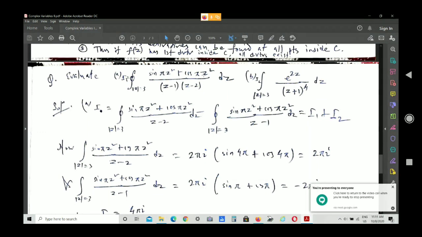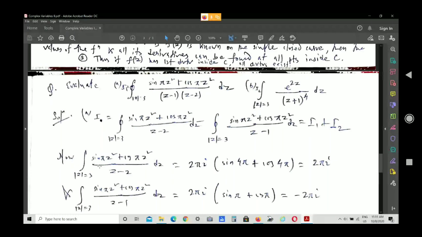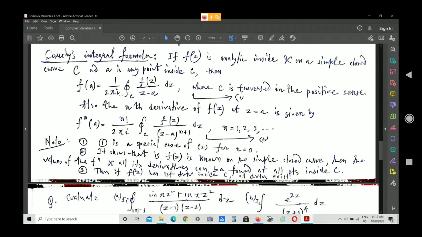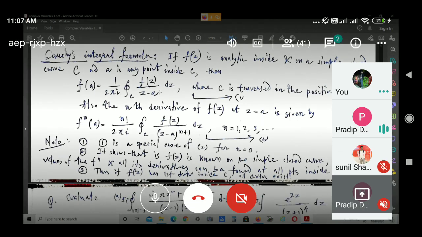All are continuous. So this function is continuous and differentiable everywhere. So the sum of these two functions is also differentiable. That means this function is analytic. So f of z is analytic, and z equal to 2 is a point inside this curve, mod z equal to 3. In that case, what is f of a? Or what is the value of this integral f z by z minus a?